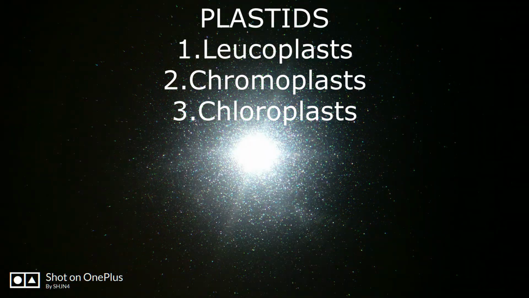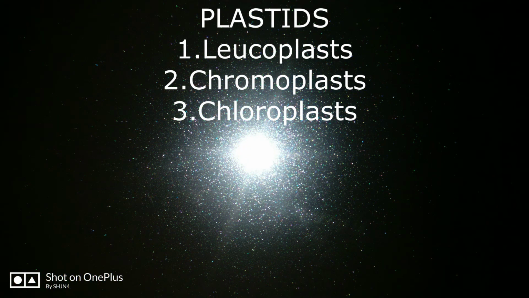Chloroplasts. They are greenish plastids which possess photosynthetic pigments, chlorophylls and carotenoids, and take part in synthesis of food. Majority of chloroplasts of the green plants are found in mesophyll cells of the leaves. They vary in size, shape, and number.